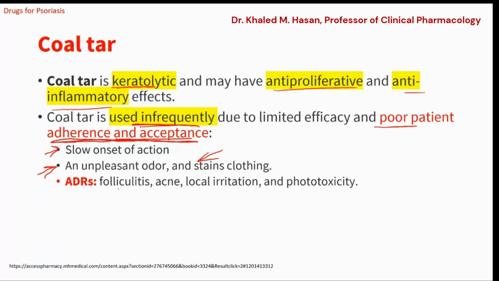This medication may cause folliculitis. It may cause acne, irritate the skin, and cause phototoxicity. So it's not popular in clinical use. Not first choice according to the guidelines. What is the first choice for psoriasis? You are muted, Denise. I was saying betamethasone. Okay, betamethasone or topical corticosteroid. So coal tar, we can use it, but we have limited efficacy, and the patient maybe does not adhere and accept this medication. Okay.